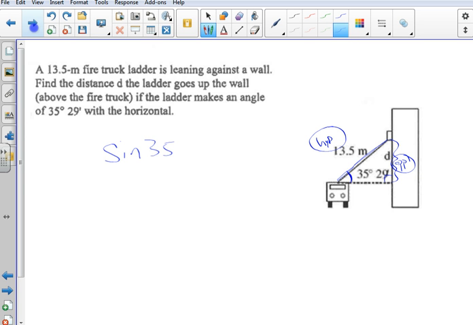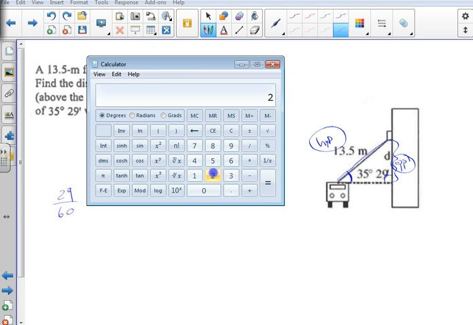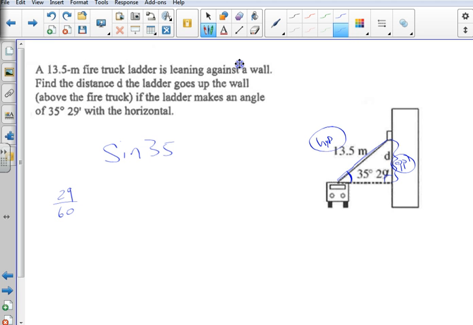Okay, let's just take care of this right now. So 29 divided by 60. Because it's in minutes, and we don't want minutes, divided by 60, that's going to be 0.483. So this is really a 35.483 degree angle. That'll work. Equals opposite, which is D, over the hypotenuse, which is 13.5.